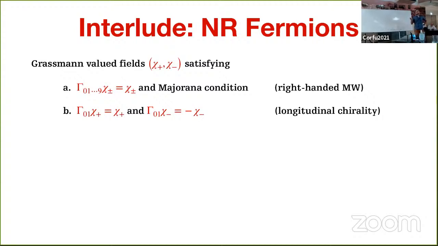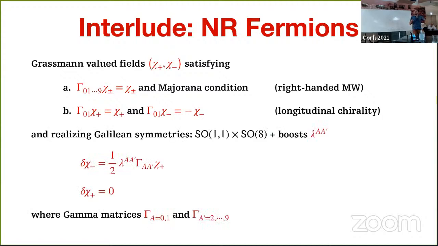It's a projection, but it's very convenient because in this basis, Galilean boosts act in a nice way, namely as follows. The chi plus is invariant under the Galilean boosts. The chi minus isn't, but it goes to the chi plus. And of course, that's a different boost representation than what you know from relativistic fermions, but it's completely well-defined. It's a normal representation.